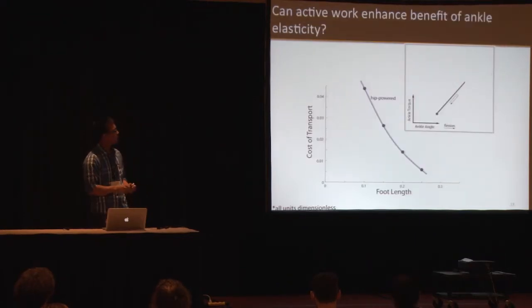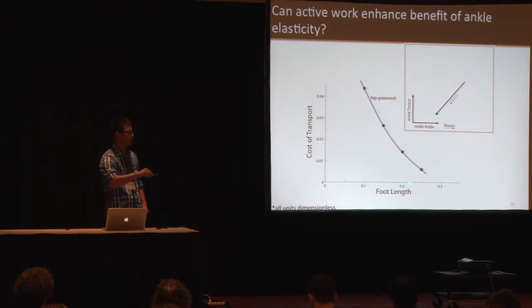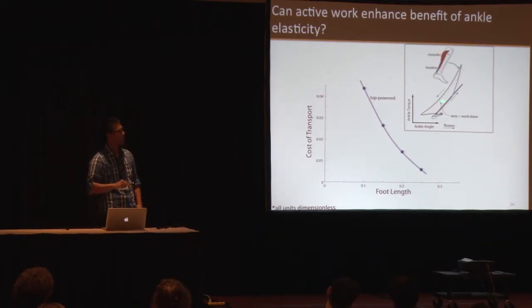So another question we want to study is, can active work enhance the benefit of ankle elasticity? In our model we have a linear spring which is totally passive. So the ankle torque and ankle angle curve is just a linear line, and this one shows the minimum cost of transport for different foot lengths. And if we look at the ankle torque and ankle angle curve of human walking, we found that the curve looks like this. And the area inside this curve is the active work done by the ankle joint.